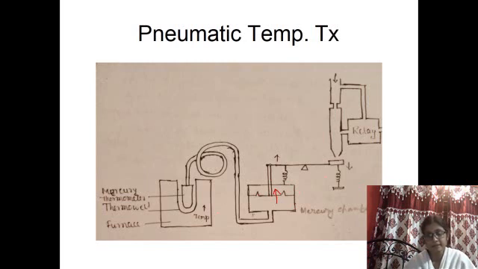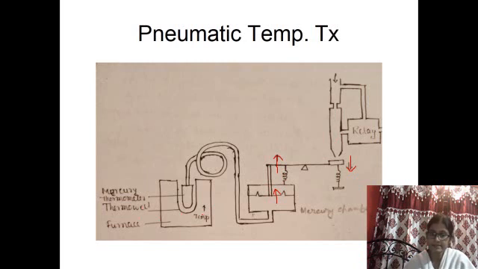Then as this moves upward, the beam, which acts as a pivot, with the flapper towards a nozzle element, this side will move in the upward direction. With respect to the pivot, the other side will try to move downward. That means the flapper moves away from the nozzle, so the nozzle feedback pressure will decrease.